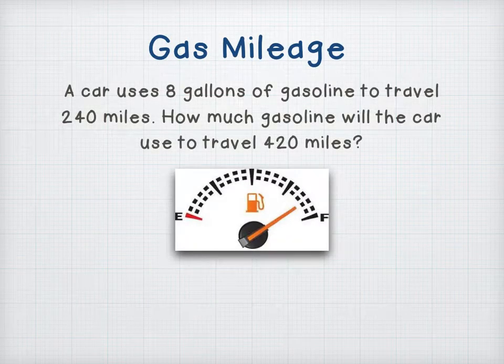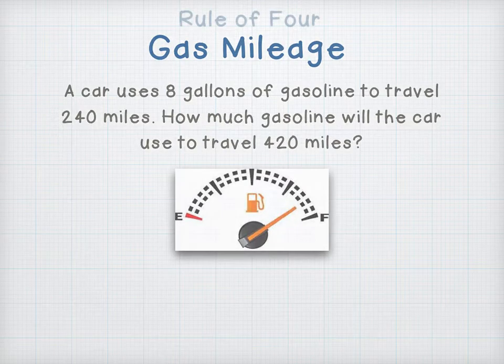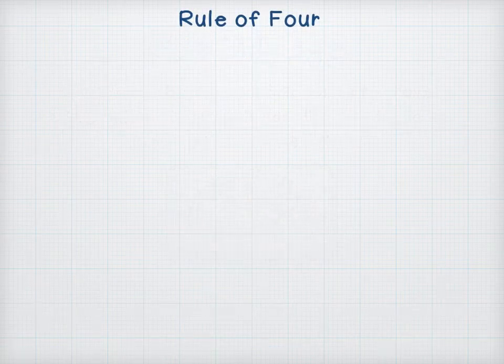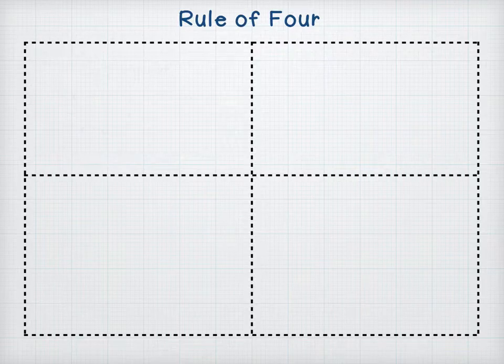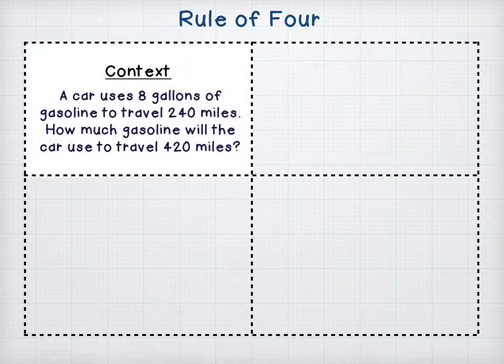A car uses 8 gallons of gasoline to travel 240 miles. So assuming that we don't change the speed at which we're traveling, how much gasoline will the car use to travel 420 miles? Now we could solve this problem using a graphic organizer I call the rule of 4. And context is one of these 4 spots. I'll put it in the top left.